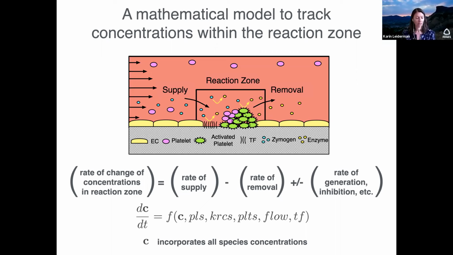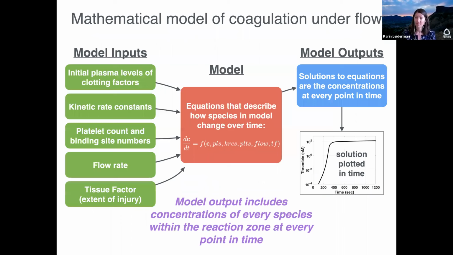Then we can write down this differential equation that looks kind of like what you see here on the slide. There are numerous model inputs that describe the scenario we want to simulate: the clotting factors, kinetic rate constants that define how the reactions occur, the platelet count, the flow rate, etc. All of these go into the model, the equations are solved numerically, and the solutions are the concentrations of every species in the model. The solutions can then be visualized by plotting them against time.